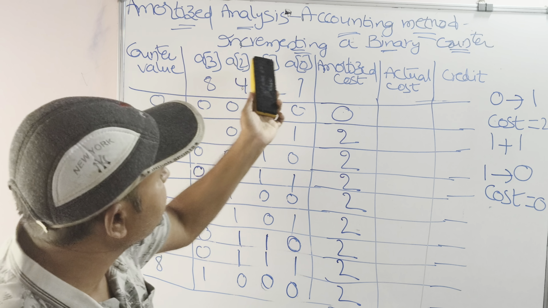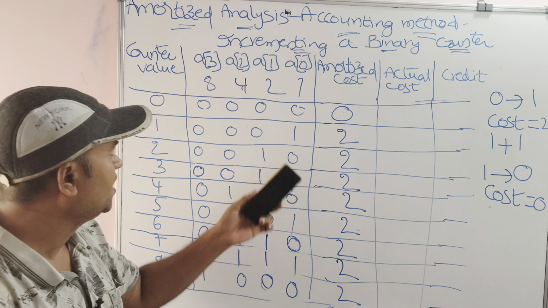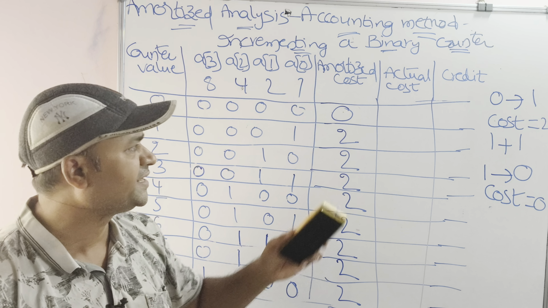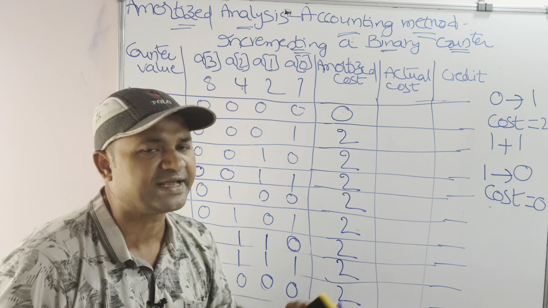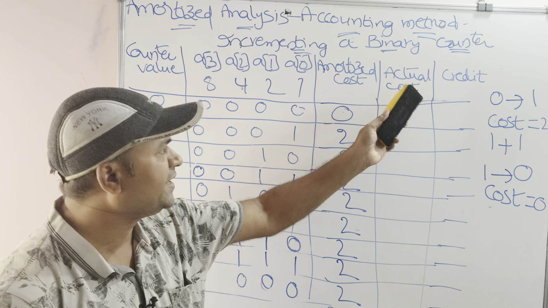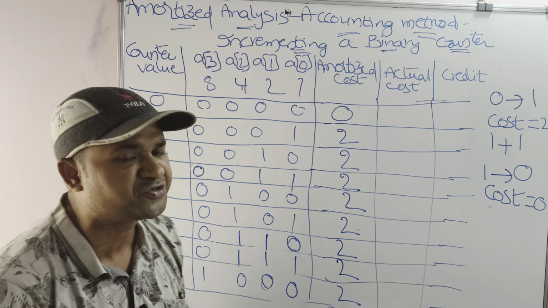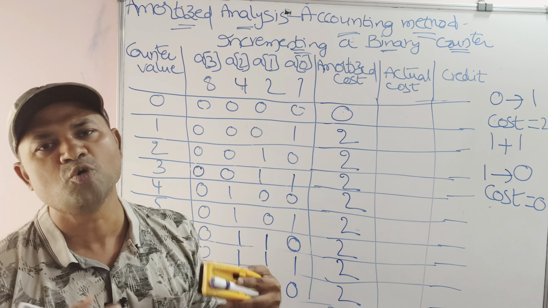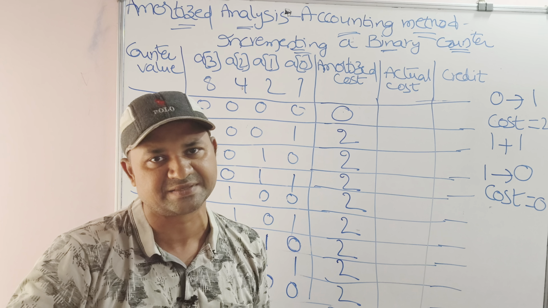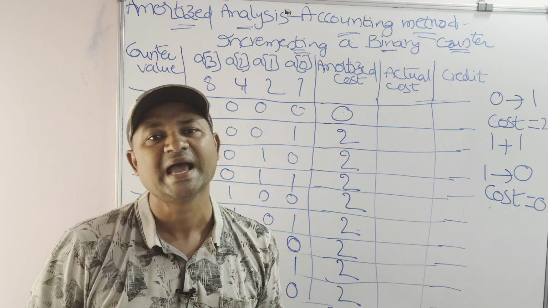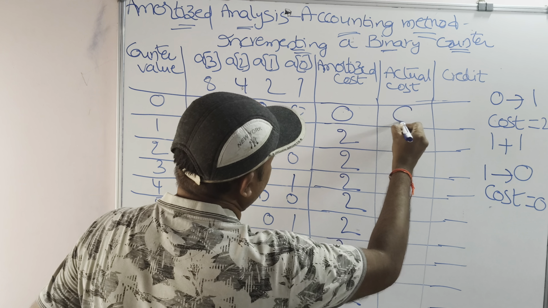So if we take incrementing a binary counter in the accounting method, for the first number, the amortized cost is 0, whereas for all the remaining numbers, the amortized cost is 2 only. Now let us find the actual cost. In a binary counter, the actual cost represents how many complements are being performed, how many flippings, how many changes are happening here. So for the first number, the actual cost is 0.